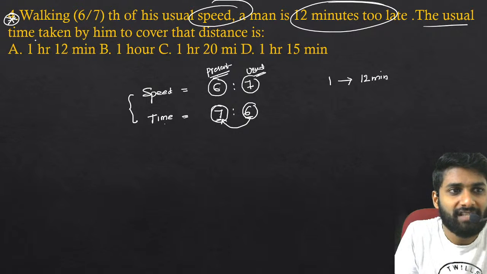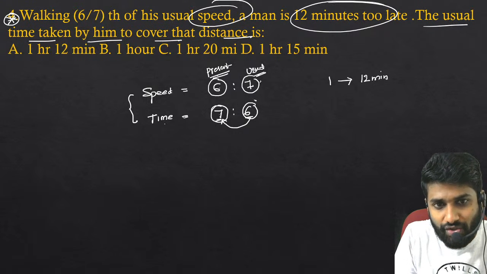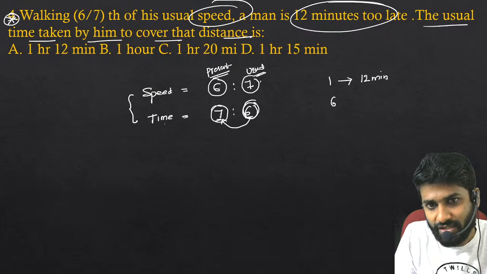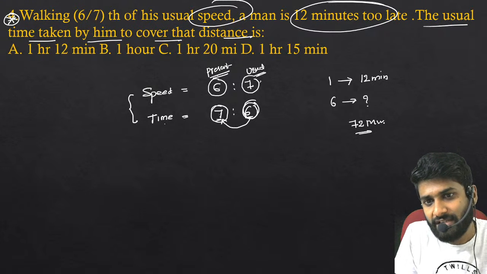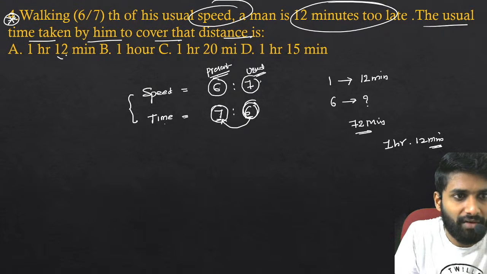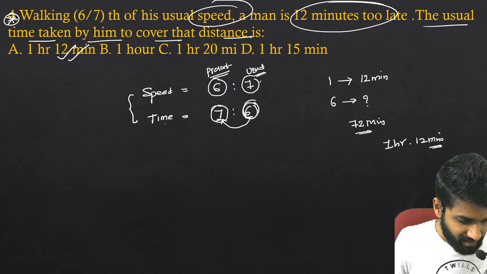Now, what is the usual time taken to cover the distance? Then see, the usual time here is exactly equal to 6 units. Then 1 unit is equal to 12, so 6 units is exactly equal to 72 minutes. 72 minutes means 1 hour 12 minutes. So the answer is 1 hour 12 minutes. Yes, very good. Clear? Simple, guys.